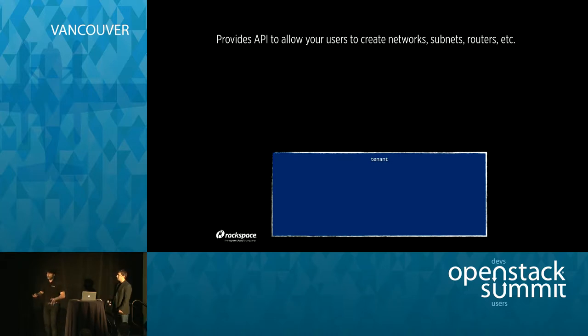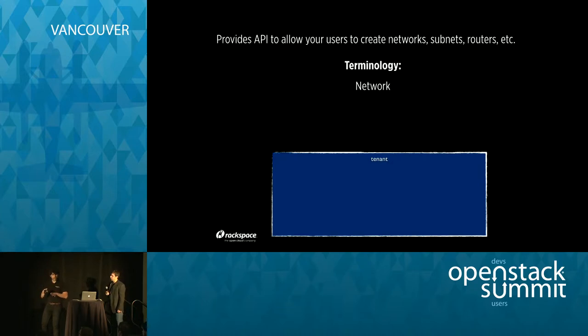Neutron, simply put, provides an API to allow your users to create networks, subnets, and routers. Here's some terminology you should understand. Think about why you would use this, first of all. If you have Starbucks and Tim Hortons and everybody using your cloud, they need to have the ability to create networks. You provide an API for them to communicate with to do that.